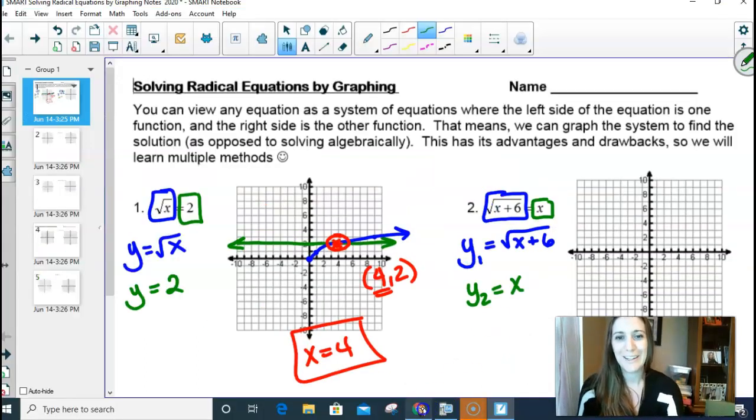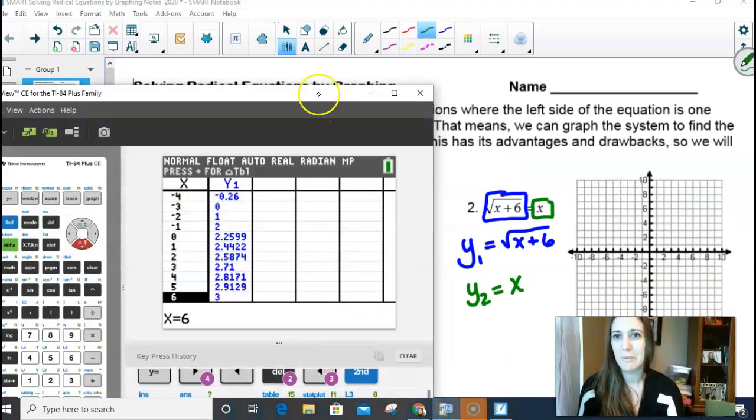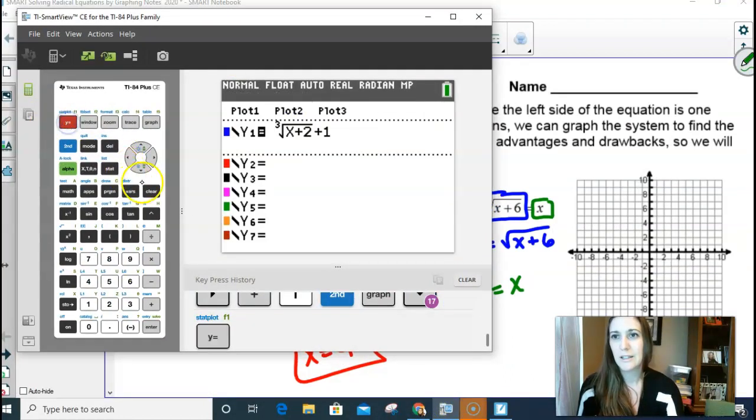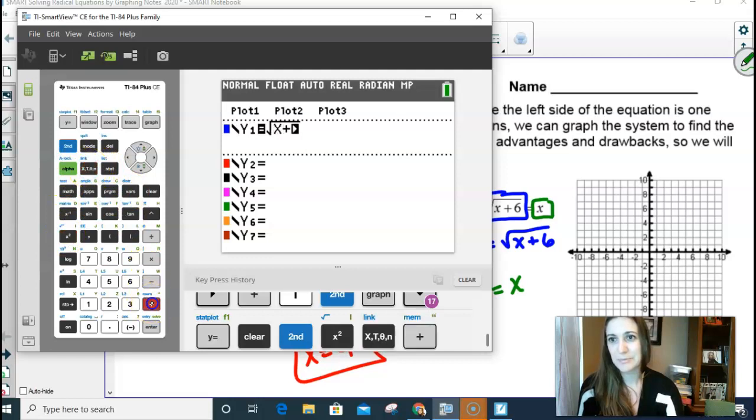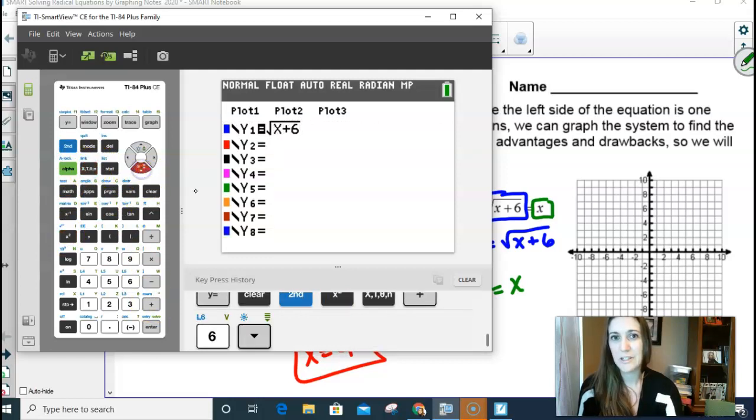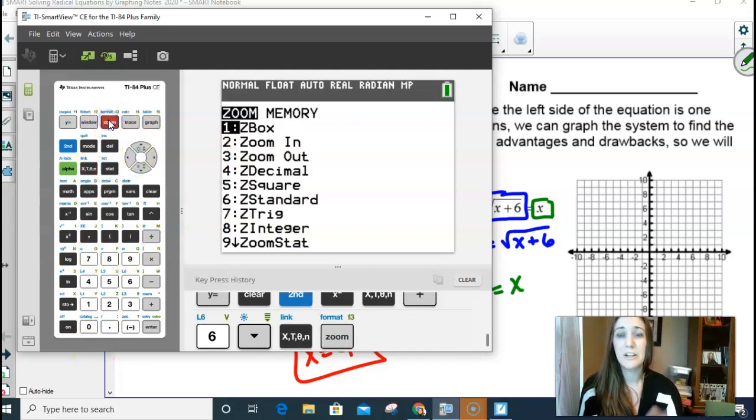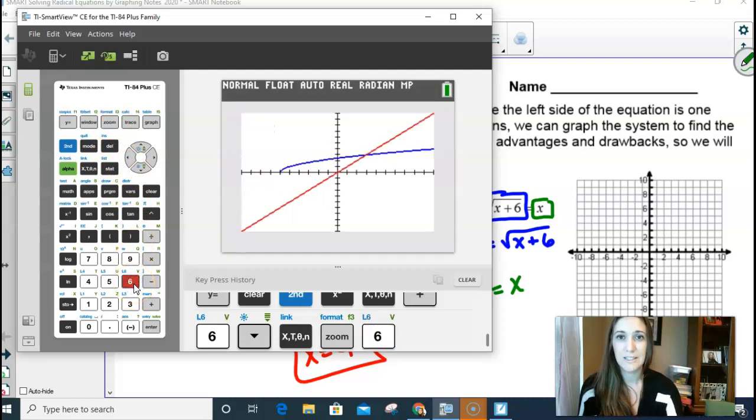All right, grab your calculator. Clear out anything that you have from a previous question. And then do exactly what we just said. So in y1, I'm going to type, oh, I should have used red. That would have been magical. All right, so the square root of x plus 6. And then in y2, we had the line y equals x. If you're not in a normal window, you're going to want to hit zoom 6 to bring you to the standard window. And looky there.